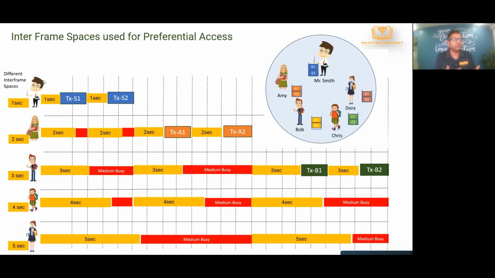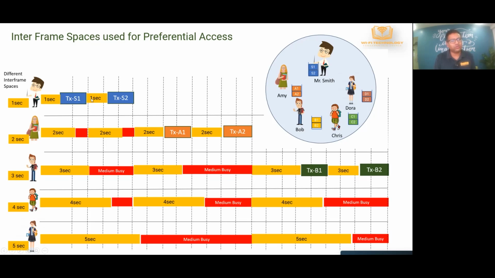So now that gives you priority access. Since Mr. Smith has to only wait for 1 second, after he waits 1 second, he still sees the medium free because no one else is transmitting, and he starts transmitting, right? But Amy has to wait at least 2 seconds. So Amy cannot transmit. Amy has to wait, because the moment Mr. Smith starts transmitting, Amy has to get into busy mode again, right? And then the medium becomes open again after Mr. Smith has transmitted.